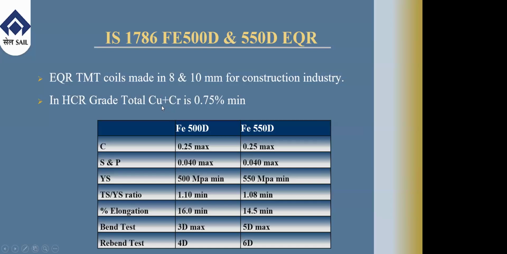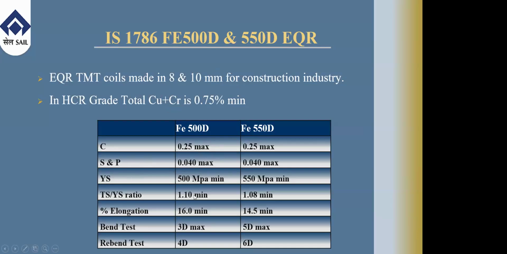Now we will compare the mostly used grades about the properties of the Fe 500D and 550D. So in EQR TMT, as I said, we are producing 8 to 10 mm TMT, where carbon for 500D and 550D is almost similar, 0.25% max. Sulfur and phosphorus is also the same, 0.040 max.